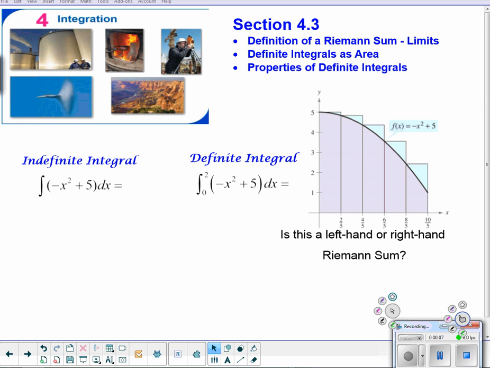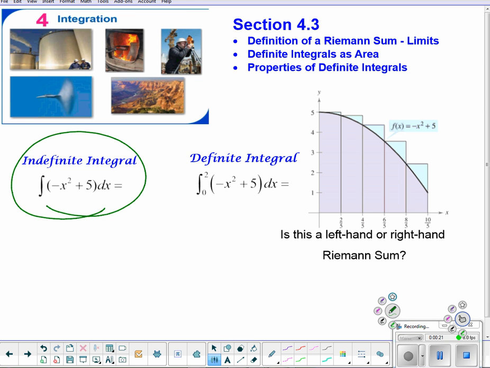Well, hello. Let's go through section 4.3, where we're working from the Riemann sums that we have been doing and into an integral. We have some experience with an indefinite integral. We know that if we integrate this, I would integrate x to the third divided by 3 plus 5x plus c. That would be the antiderivative of that.